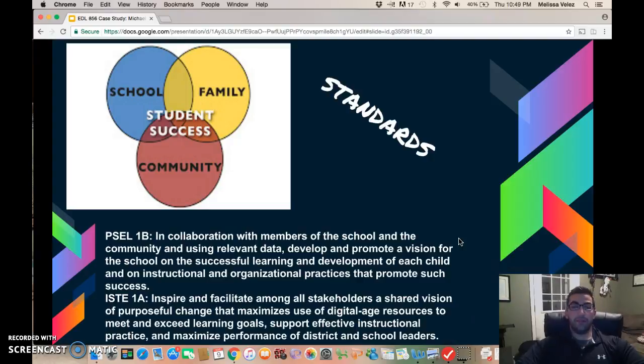And lastly, I leave you with some of the standards that were addressed within my PowerPoint today. And as you can see, this infographic that I have here for you is that it's all connected and it's all geared toward student success using the school, family, and community. Standards 1B for PSEL, in collaboration with members of the school and the community and using relevant data, develop and promote a vision for the school on successful learning and development of each child and instructional and organizational practices that promote success.